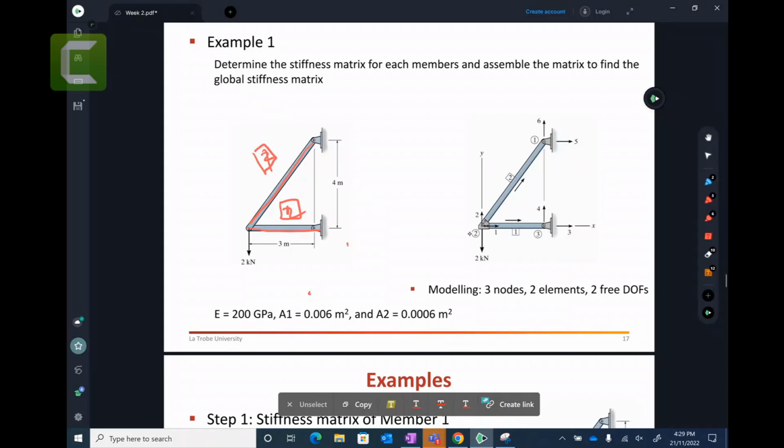The number in the circle represents the node numbering. So how many nodes are there? Each member has 2 nodes.